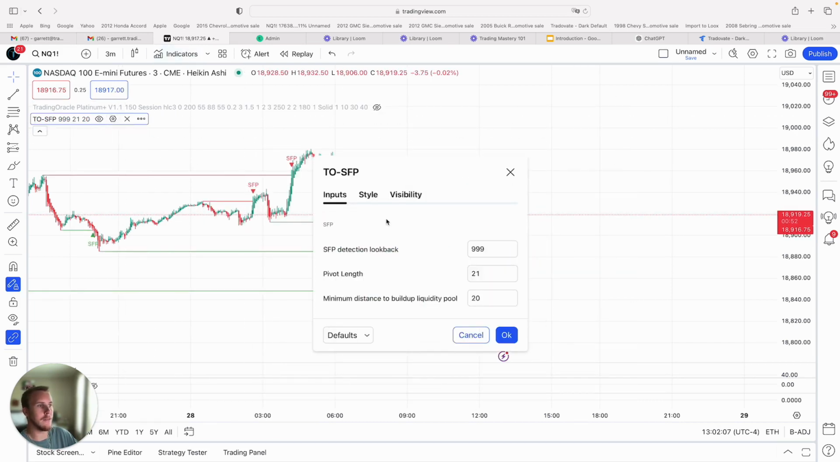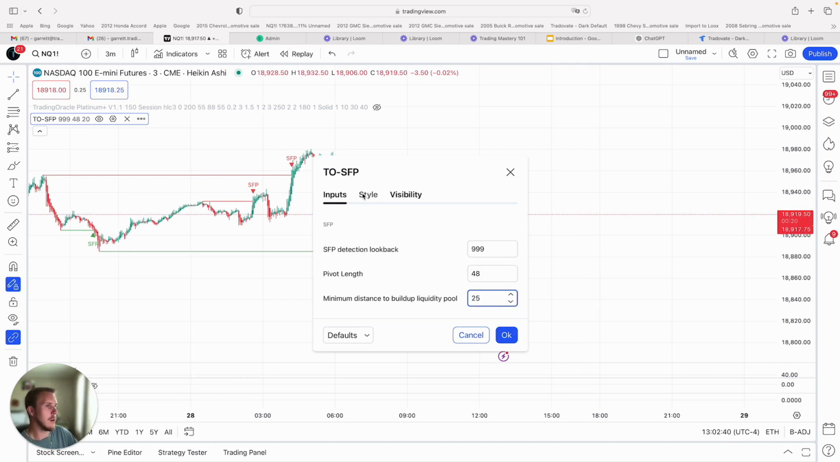I've got the detection lookback maxed out at 999, and then I've got the pivot length at 48, with the minimum distance to build up a liquidity pool at 25. I've played around a little bit with these settings, and these are what I seem to think are the best as far as my experience. Feel free to play with the settings and find out what you like best, but this is how I've got mine set up.